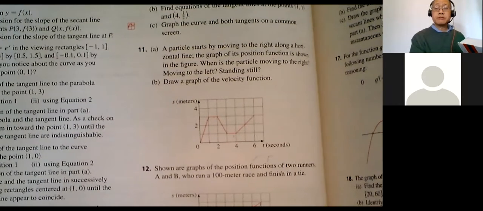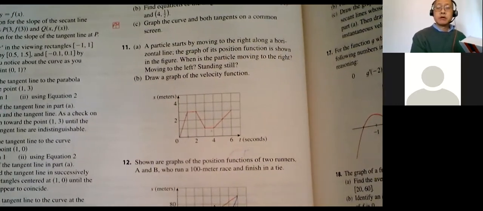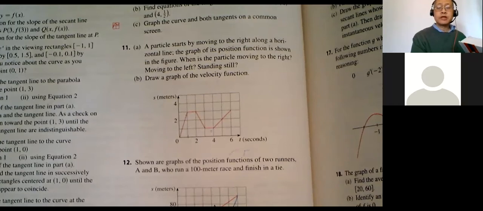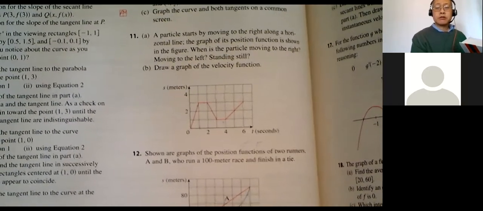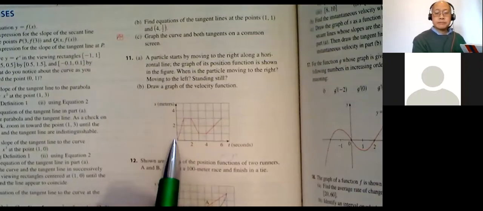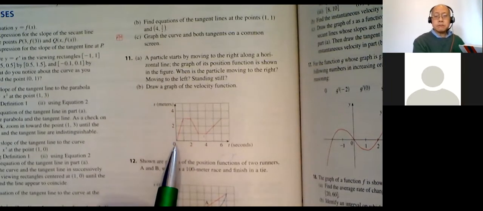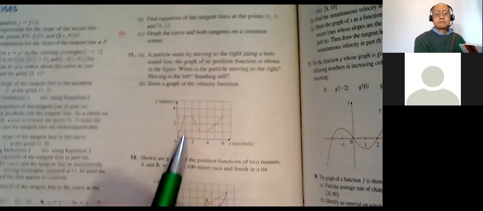Okay, a particle starts by moving to the right along a horizontal line. The graph of its position function is shown. When is the particle moving to the right, moving to the left, standing still? Draw a graph of the velocity function. Okay, so here's what's happening. This is distance away from home, so to speak.